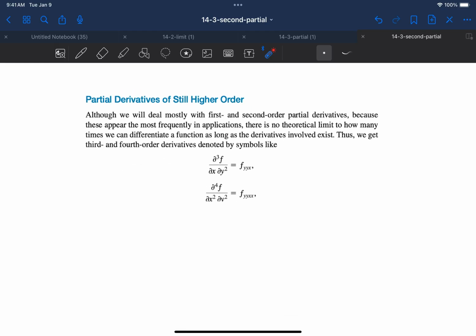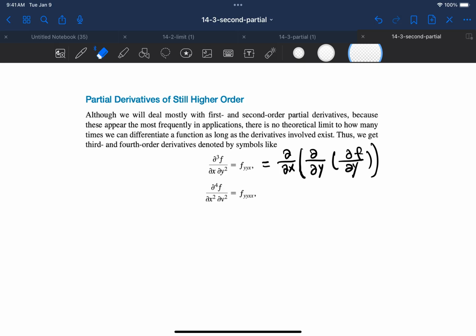And this page says partial derivatives of still higher order. So we can generalize first order partial derivative into second order. Then by repeating once more, we get third order, fourth order. So for example, this symbol means we take partial derivative of f with respect to partial x, partial y twice. So basically it means you can look at partial x and partial y, partial y, f. This is the same thing.